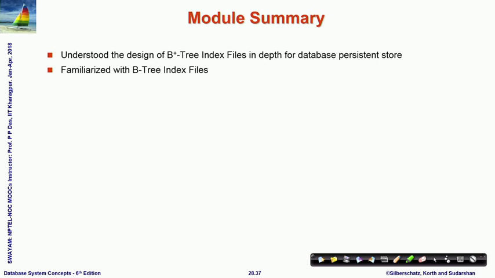So, in this module we have understood the design of B plus tree index files in depth for the purpose of database persistent store. I would again remind you that the whole discussion of how the B plus tree is organized and how operations of access, insert and delete are done, I have introduced in parallel with the simpler in-memory data structure for this, which is the 2, 3, 4 tree discussed in the last module.